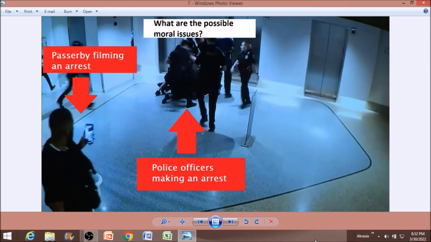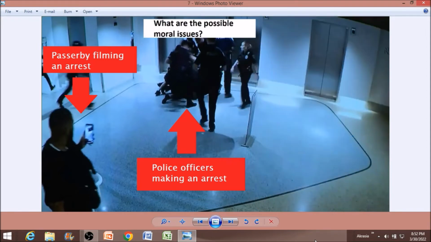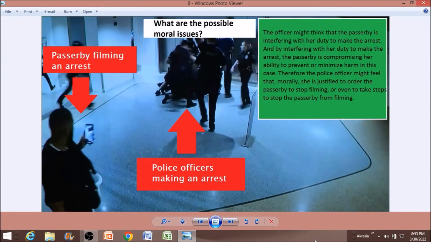The next step is to ask yourself, what are some possible moral issues which arise out of the features and values that you've identified? Again, none of this is being explained or told to you. This isn't something you Google. This is something that you're having to come up with on your own. All right. So, what are some possible moral issues? Well, just putting yourself in the shoes of the police officer, you might think that the passerby is interfering with your duty to make the arrest.